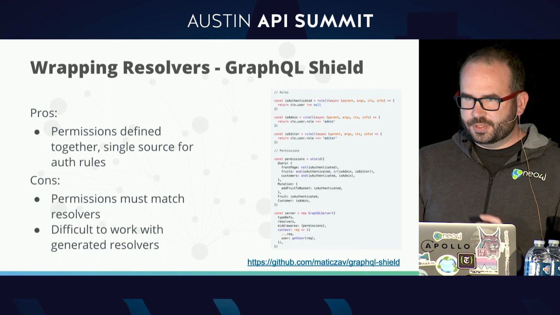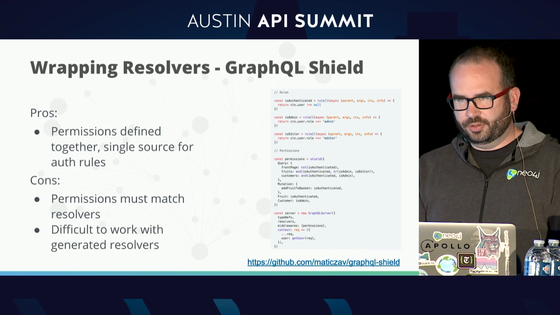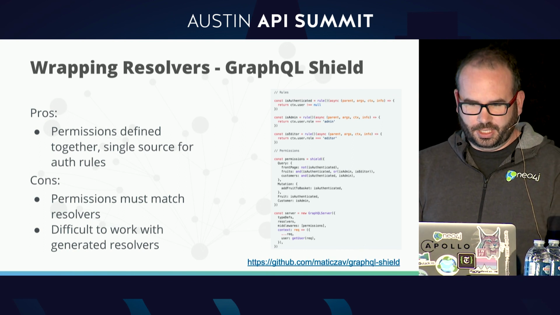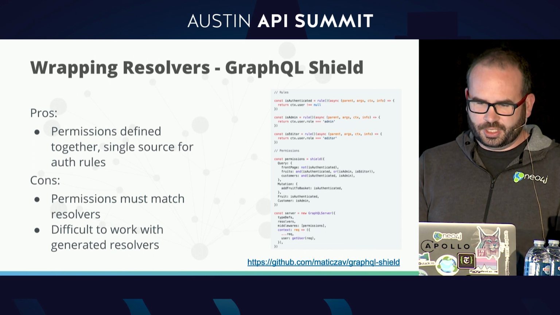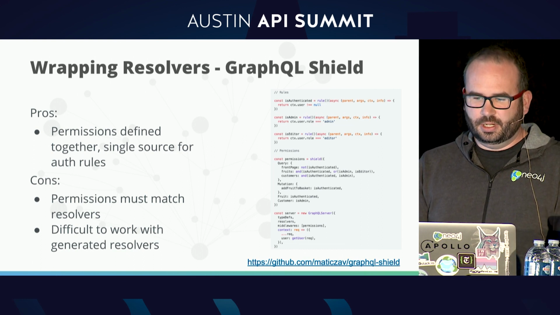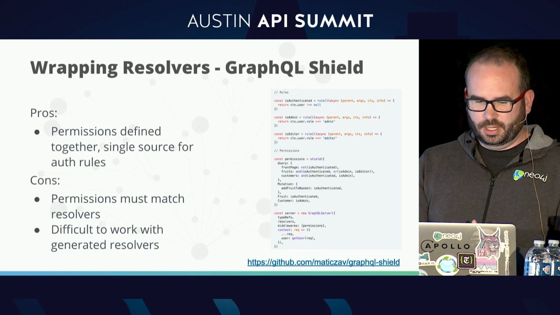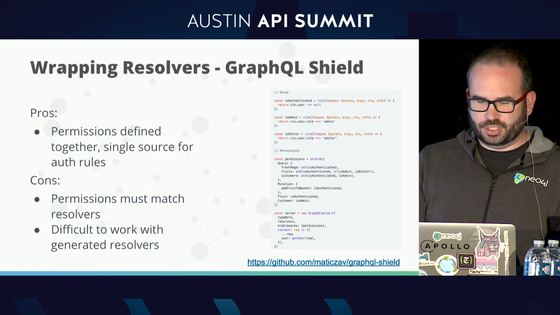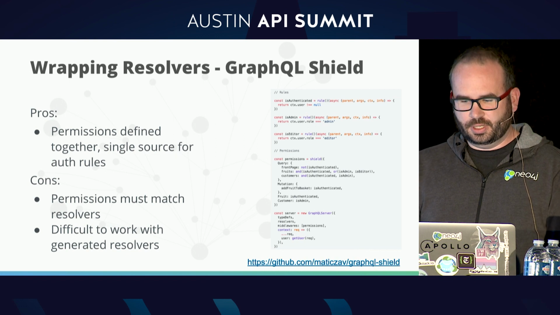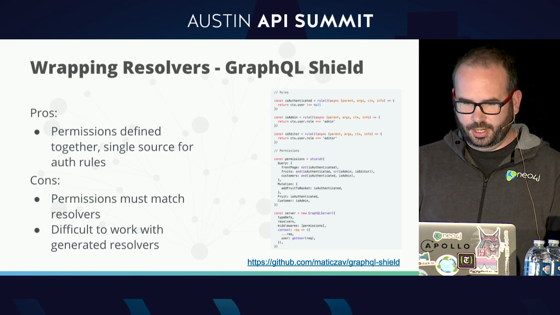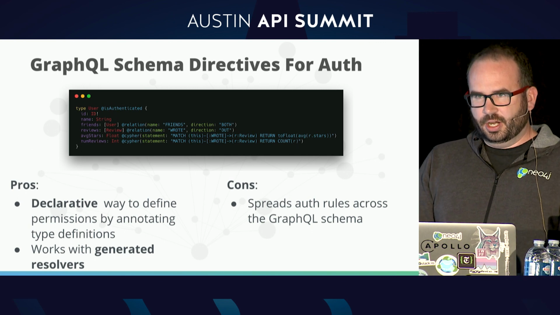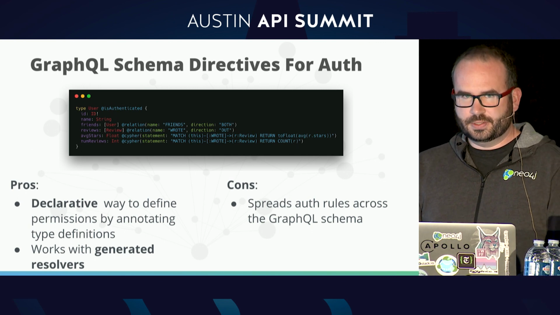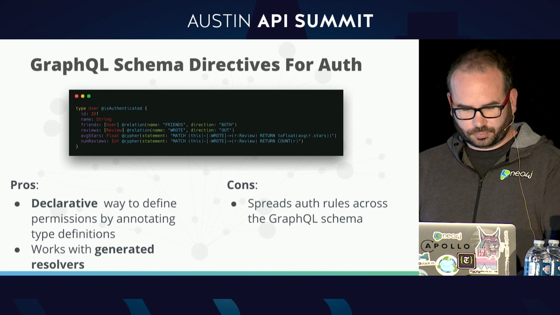Another option is wrapping resolvers. So this is a library called GraphQL Shield, the example we're looking at here, where we're defining our permissions all together as rules, and then those permissions are matched in the resolvers, so sort of middleware. And then the final approach is defining our rules for authorization in our schema.